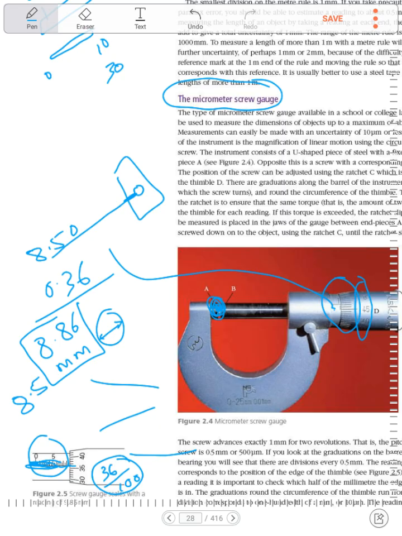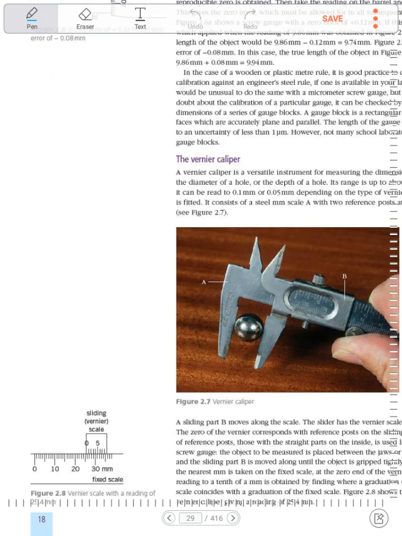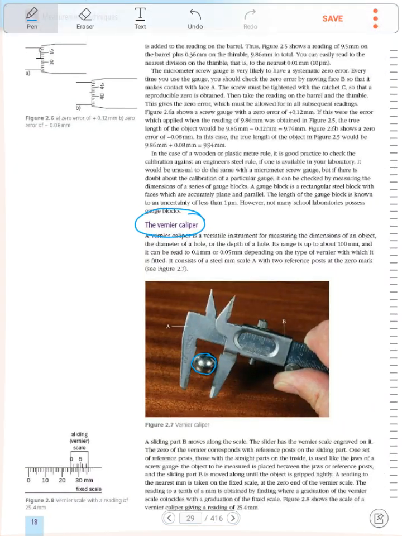This is the reading of the micrometer, okay? Now, if you look at the graduation of the barrel, it is measured here 4.5 each one, and here 1 for each value. And we have the vernier caliper. The vernier caliper is used to measure bigger things like this ball. This is larger than the first one. And there is a difference in the error for each device, okay?